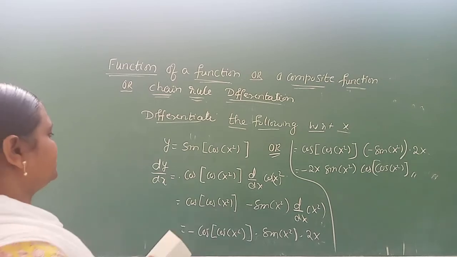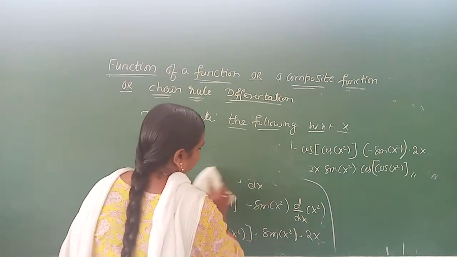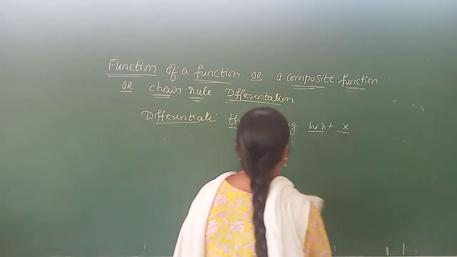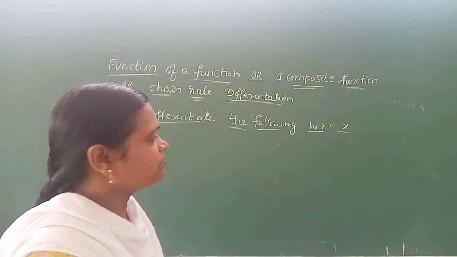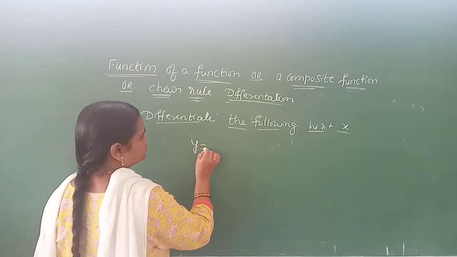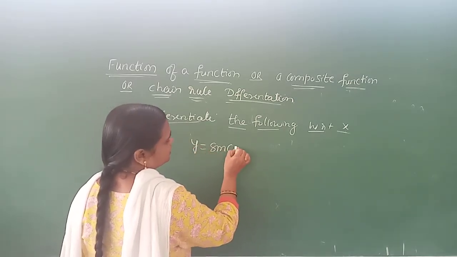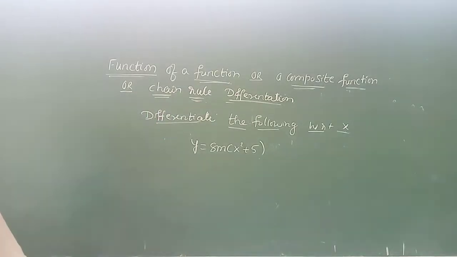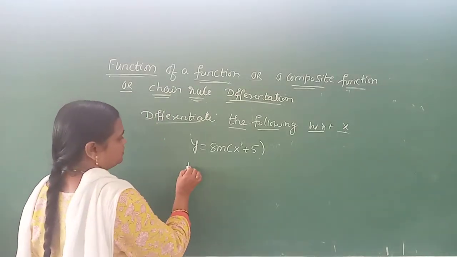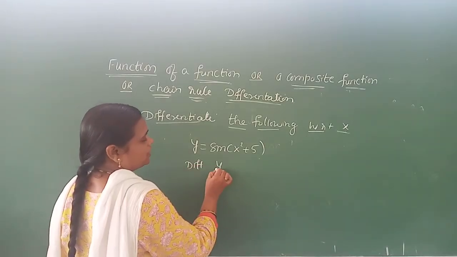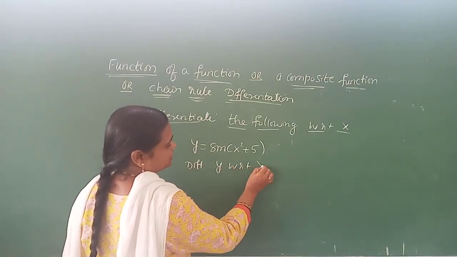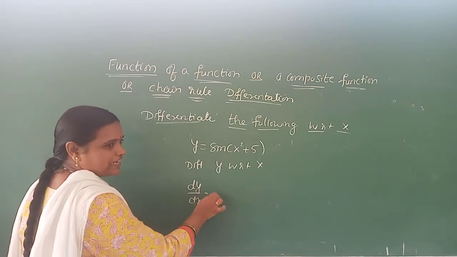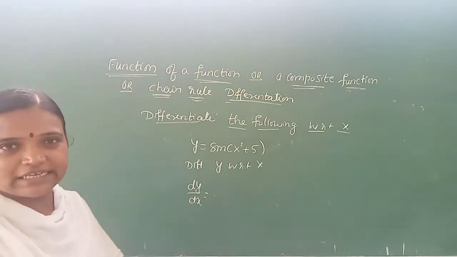Okay, we'll take the next one. Y is equal to sin of x square plus 5. For this we'll differentiate y with respect to x, then divide by dx. We do it directly because I already explained so many examples.